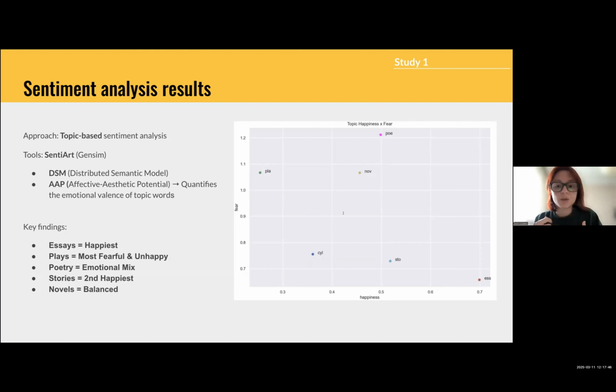So in this way, the study evaluates how the text categories differ in emotional tone. The key finding here was that essays had the highest happiness score, 0.69, while plays had the highest fear score. So the essays tend to be happier, while plays are the unhappiest category, which aligns with the dramatic themes of tragedy and conflict.